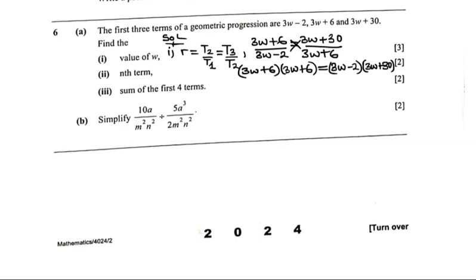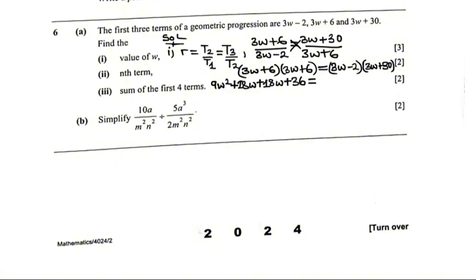3w times 3w gives 9w squared. Then 3w times positive 6 gives 18w. Then 6 times 3w gives 18w as well, so plus 18w. Then 6 times 6 gives 36. So this is the left side, which is equal to the right side.